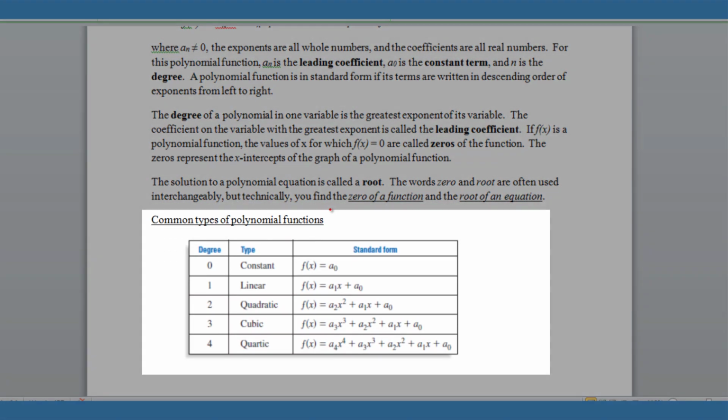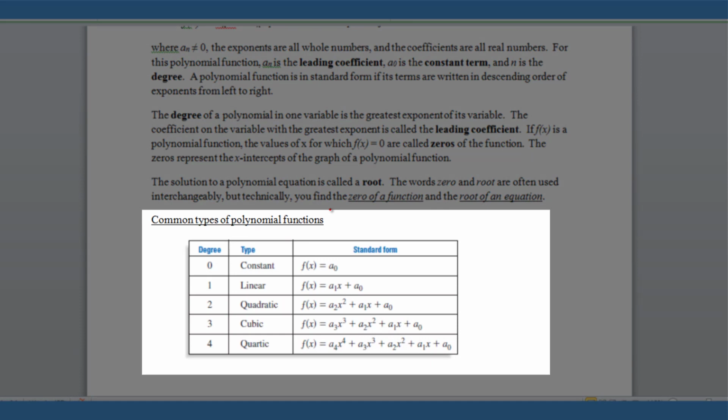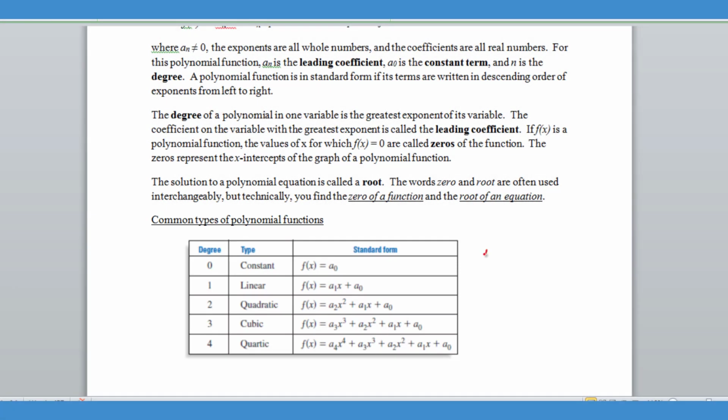So if you look down here at the common types of polynomials, you can see we're going to have a constant, a linear, quadratic, a cubic, a quartic. And so we have the standard form written with all the a's and the b's and the x's and the zeros and all of that stuff. I'm going to go ahead and give you an example of each, just simply with numbers and how you would normally see it in a problem.